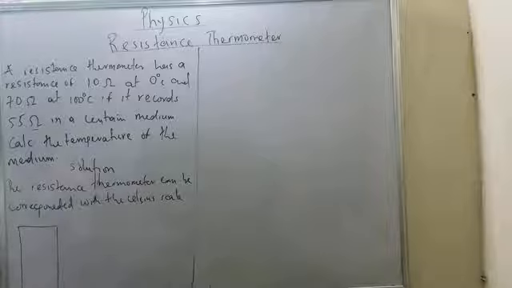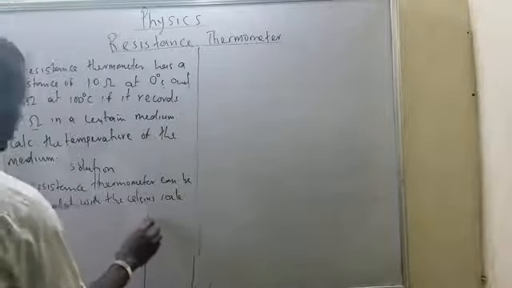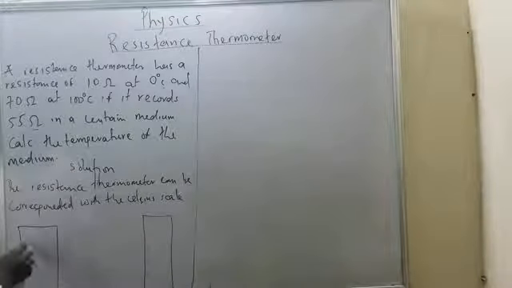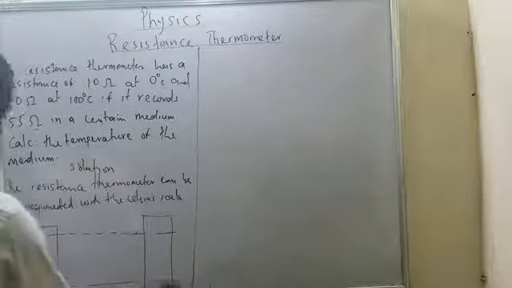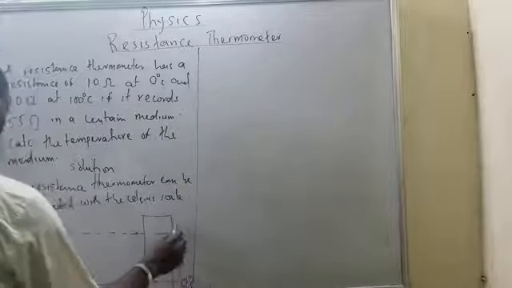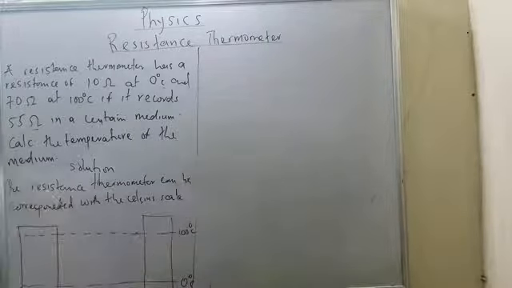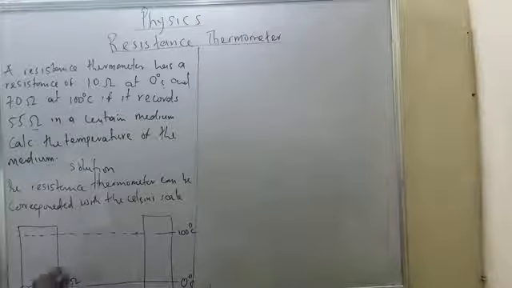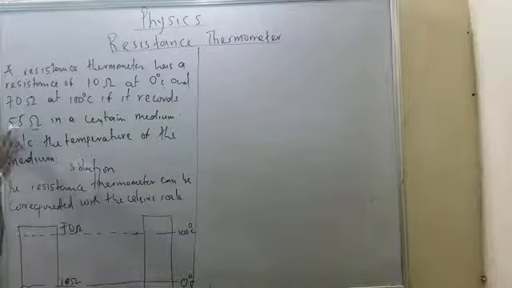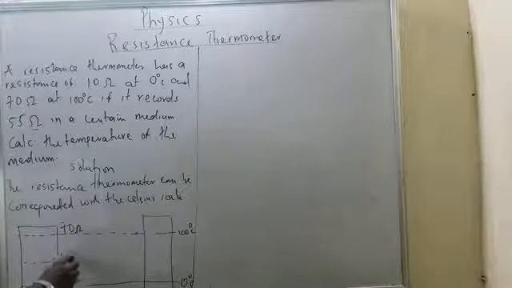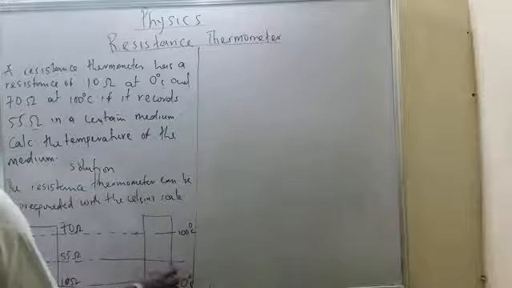I'm having something like this. It means I will be having this as the upper fixed point and this one as the lower fixed point. We are talking about 0 degrees Celsius, and we are talking about 100 degrees Celsius. At 0 degrees Celsius, this reads 10 ohms. At 100 degrees Celsius, it reads 70 ohms. Now, at a point, it reads 55 ohms. Let's call this one 55 ohms.